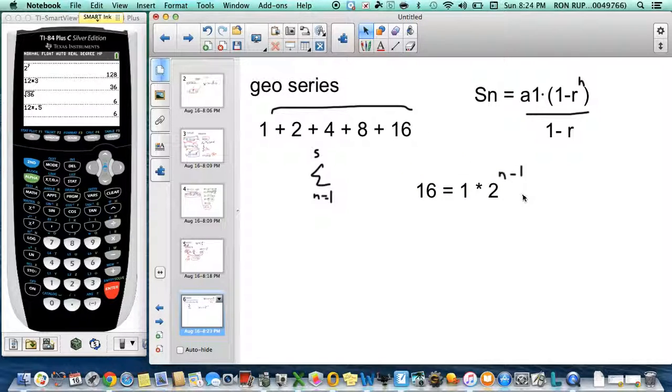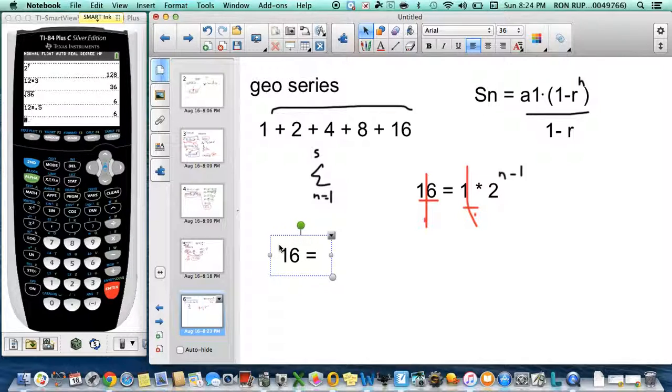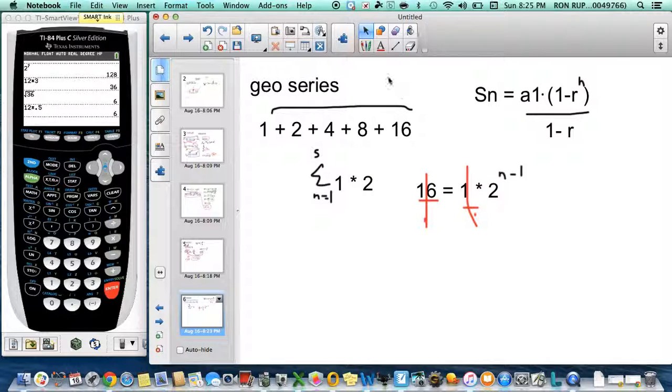Now, remember what I told you to do here is, we know this is 16. So what you need to do here is solve. We have to get the n minus 1 by itself. So we're going to divide each side by 1. Well, that was easy. And so the 1's cancel out, and we have 16 equals 2 to the n minus 1. Now, you could do all that to find the number of terms, but we know the number of terms. So let's just make our explicit formula 1 times 2 to the n minus 1.